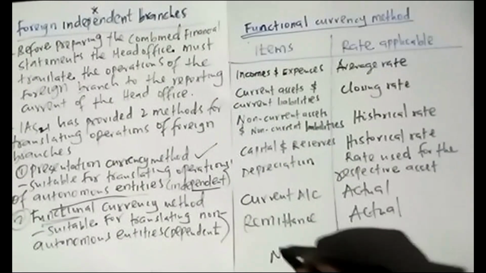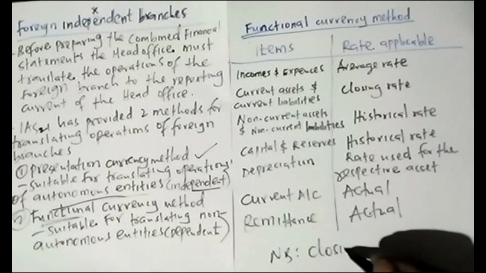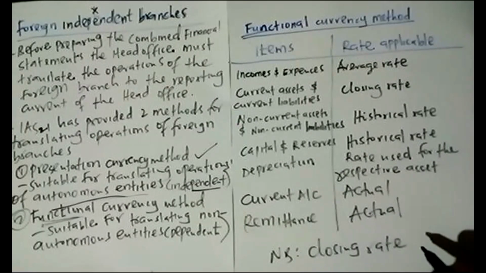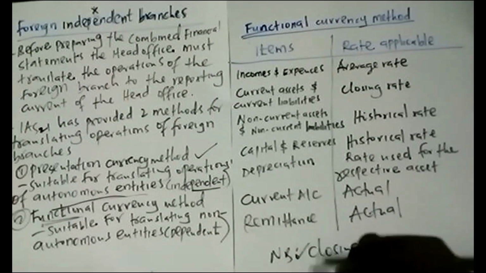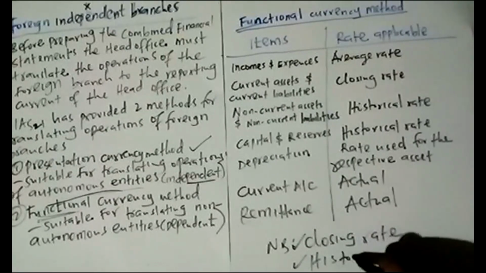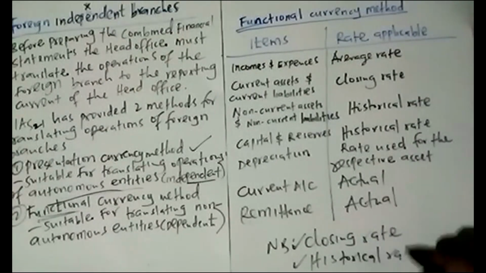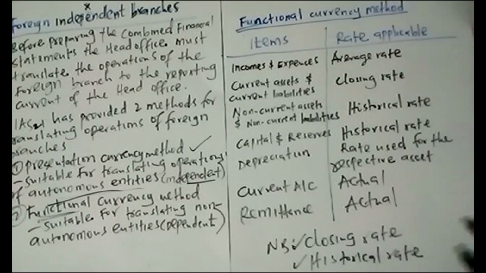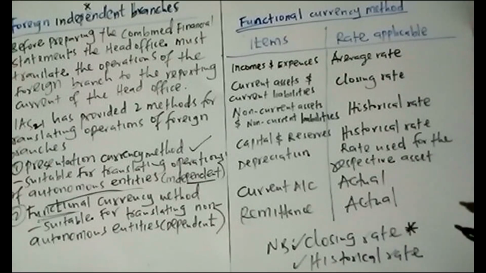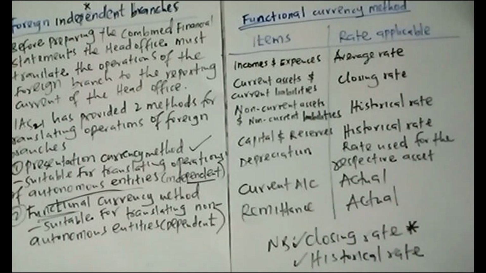Then I say that NB, the closing rate, that is what you need to understand what it means. Historical and closing rate, because the others I will just pick direct. So the closing rate is as at the date of the preparation of the statement of financial position. So as at that date, the rate which you would be given is the one which you use.